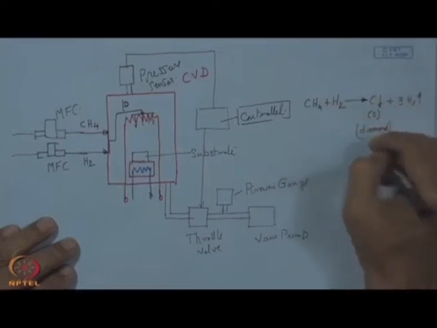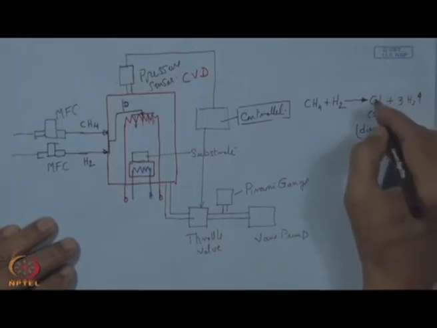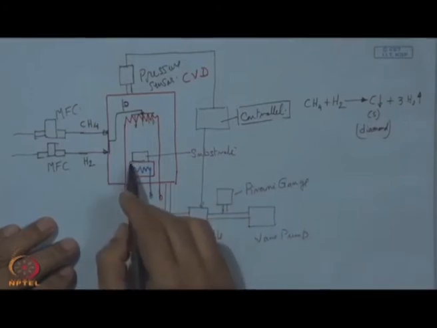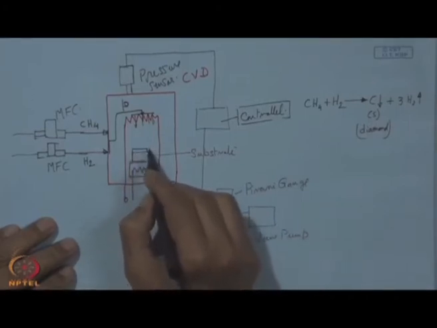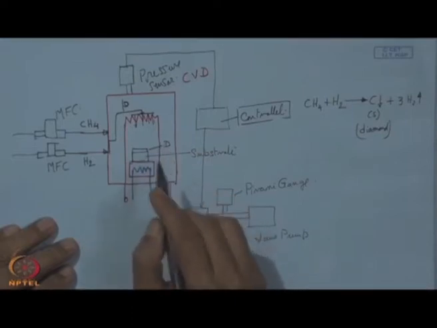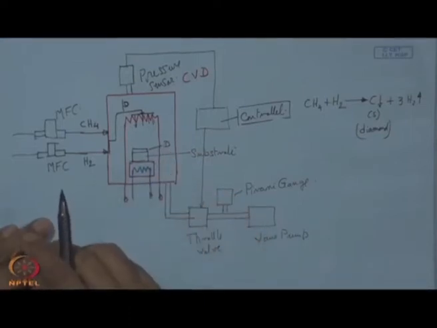So, this is the global reaction, and as a result of that we can expect this carbon to deposit on this substrate here in the form of diamond. So, that is the basic principle of hot filament CVD process.